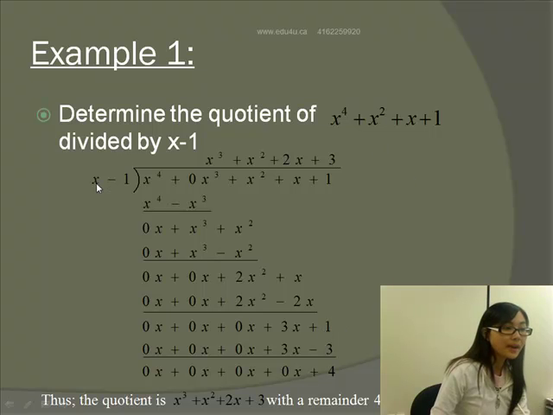Then we take 3 times x minus 1. That will give us 3x minus 3. 3x minus 3x is 0. 1 minus negative 3 is 4. Thus the quotient is x cubed plus x squared plus 2x plus 3 with a remainder of 4, and that would be the 4 right here.